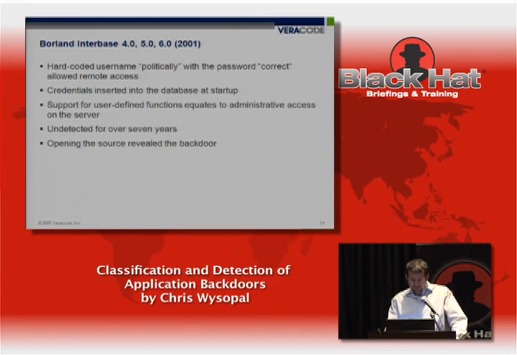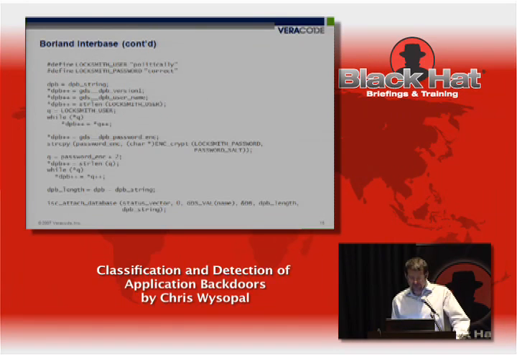So here's the code that actually implements it. You can see here that there's a couple of pound defines. The pound defines were actually in some other file. I've just put it here for convenience.